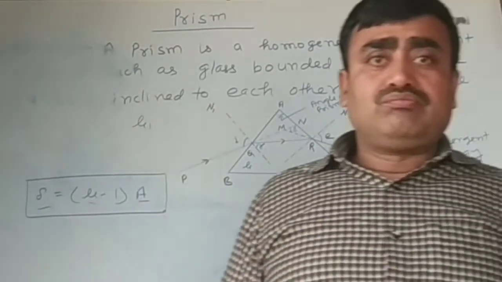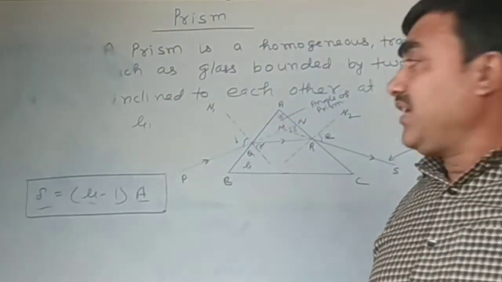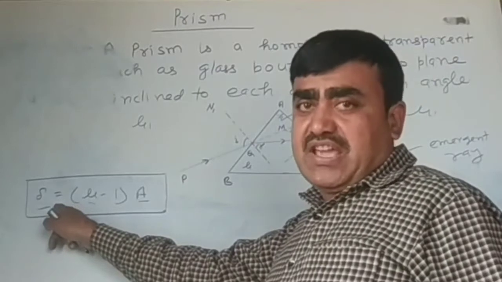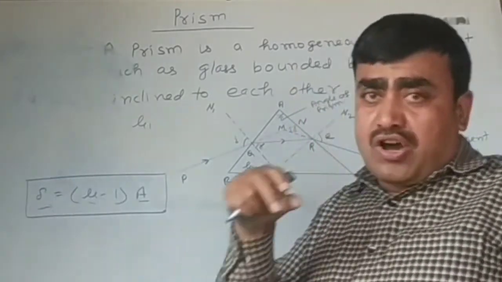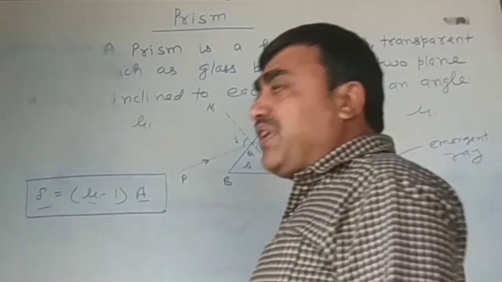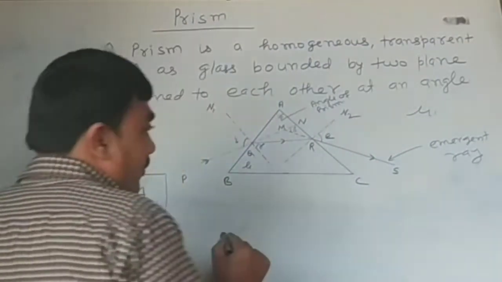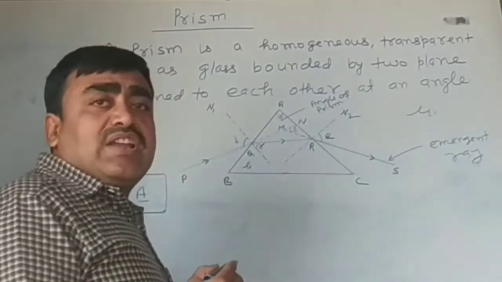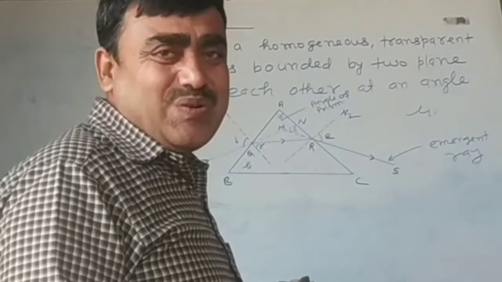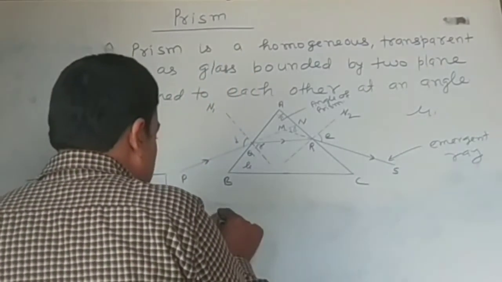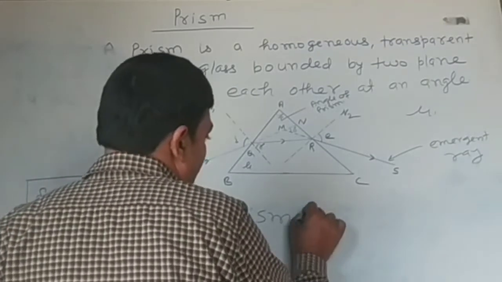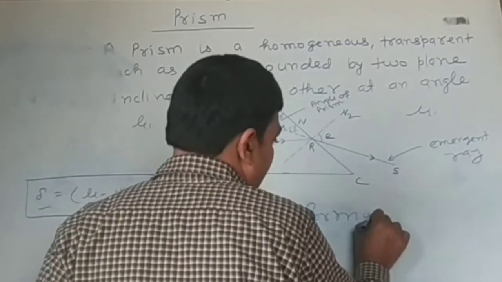But how do you verify the value of angle of deviation? For it you have to use the prism formula. Anyone can tell me what is the prism formula? No, I tell. Okay, prism formula.